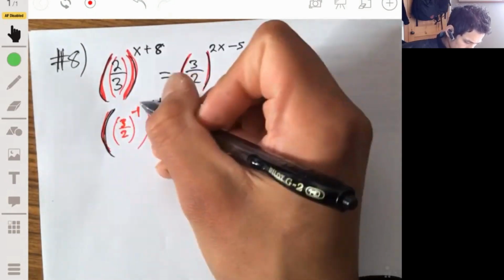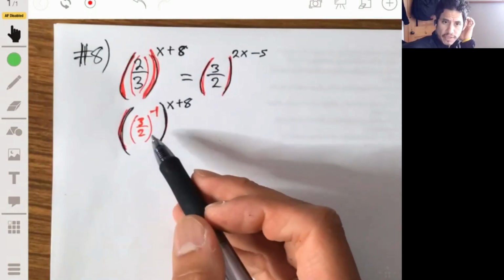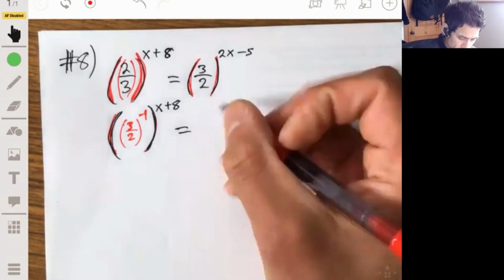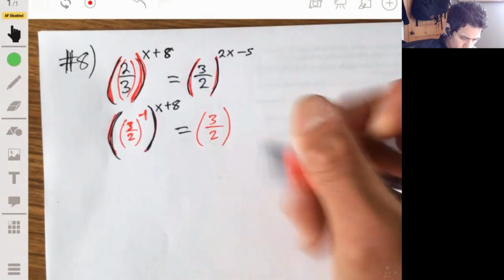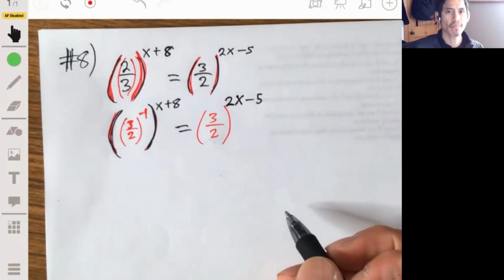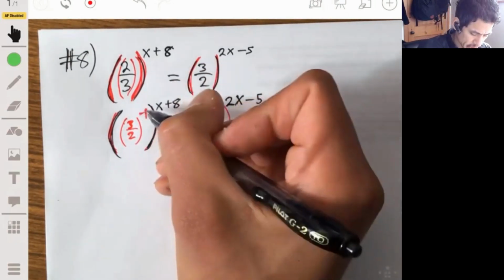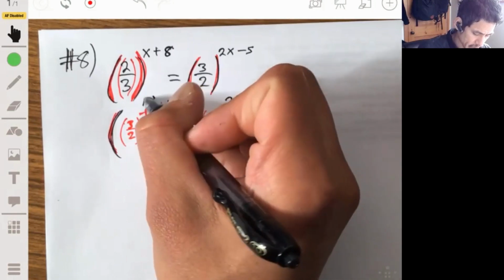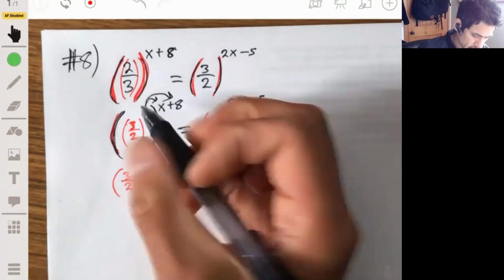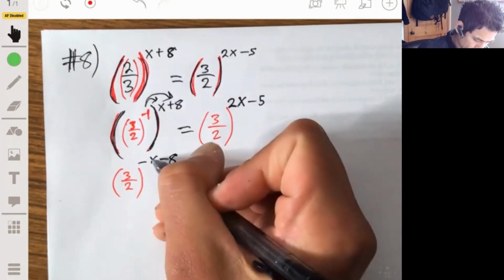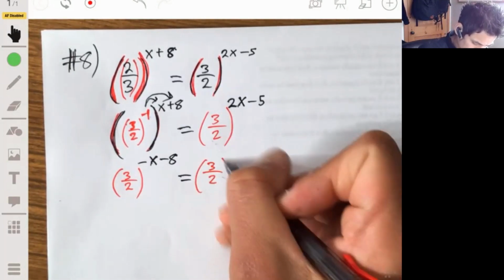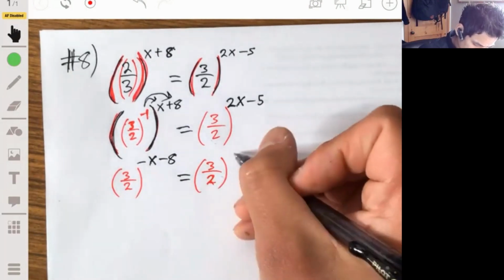So the base on the left is now 3/2. The base on the right is still 3/2, to the 2x minus 5. But let's make sure that we distribute this -1 to the x and the 8 first. So we're going to have 3/2 on the left side, all to the -x minus 8, being equal to 3/2 to 2x minus 5.